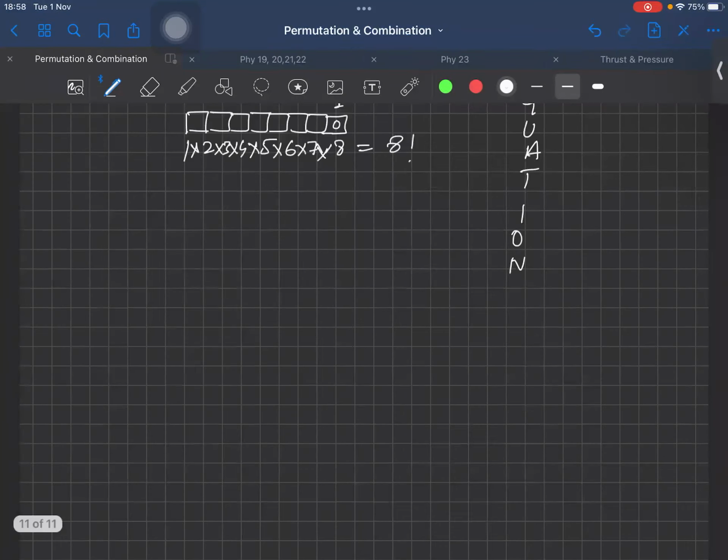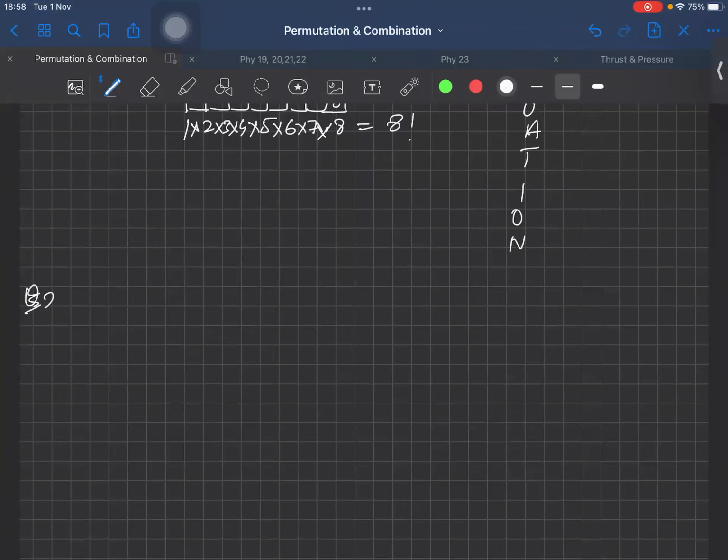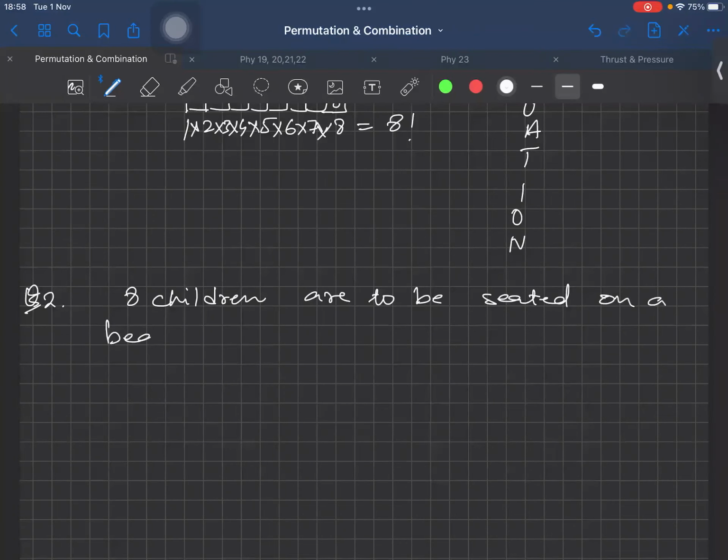Okay, second question. 8 children are to be seated on a bench. Okay, sorry.